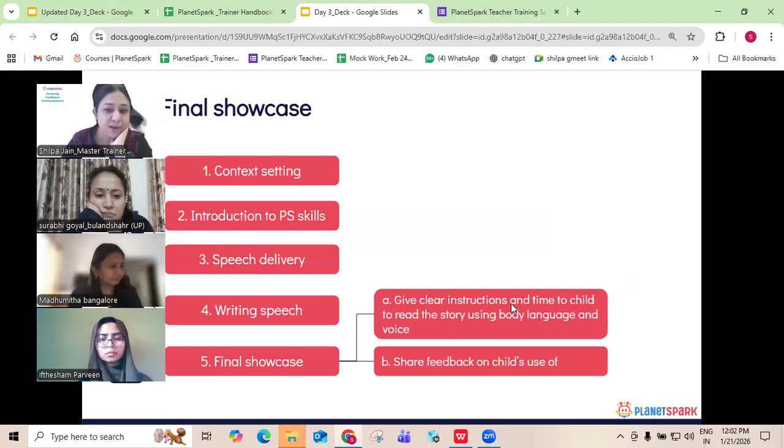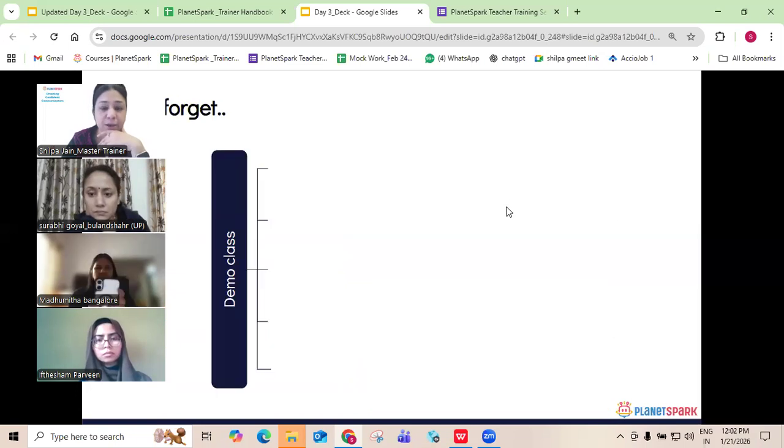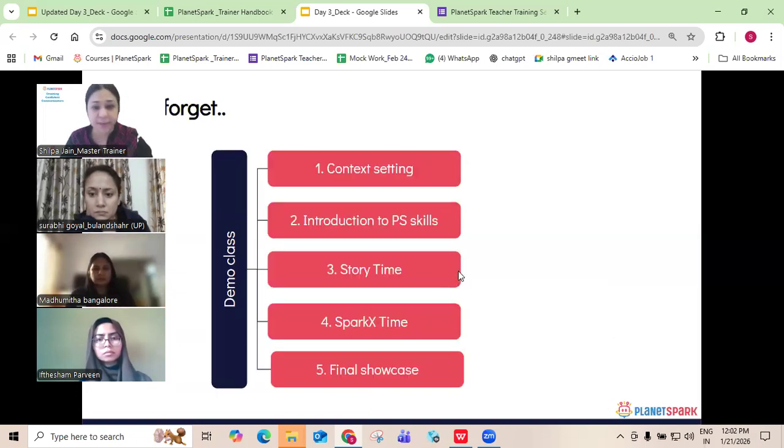Give clear instructions and time to the child to read the story using body language and voice. Share feedback. This part is not shown here because this is what we are going to do in detail now. How to give good feedback to our learners and ask for the 3 key takeaways. Don't forget, these are the 5 segments that we have covered in context setting.